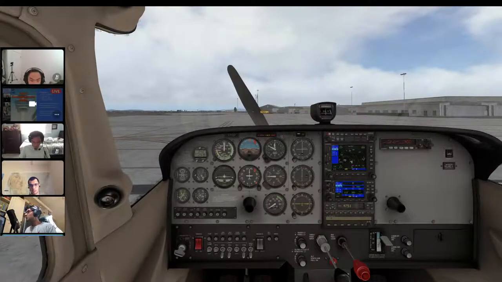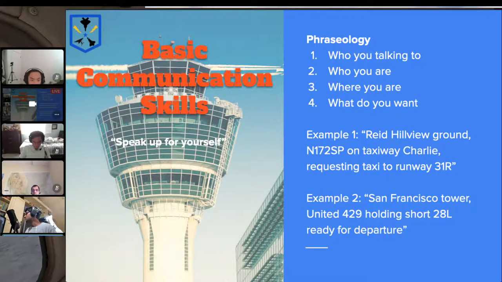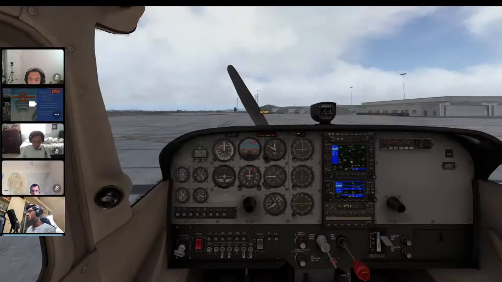The first thing you want to do, I'm not sure if we mentioned this already, is usually we start with a flight plan. We're not going to go over the specifics of filing a flight plan for right now. We're just going to talk about the communication itself. So as you can see, what we just went over, basic communication skills: who you're talking to, who you are, where you are, and what do you want.